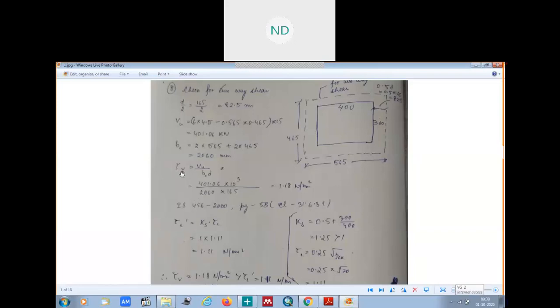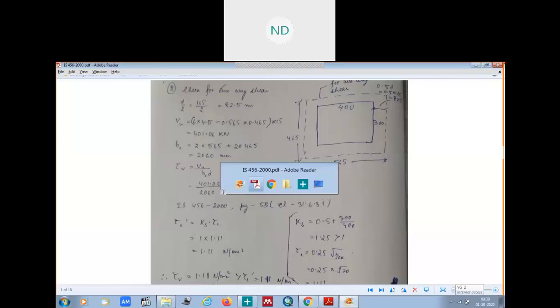So now we can calculate our shear stress here. Vu we have got as the shear force, 401.06 kilonewton, b0 we have calculated to be 2060, and we have the effective depth 165 here. So we got our shear stress to be 1.18 Newton per mm square.